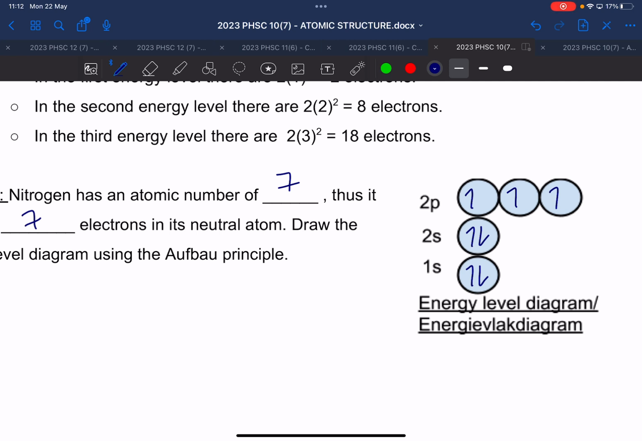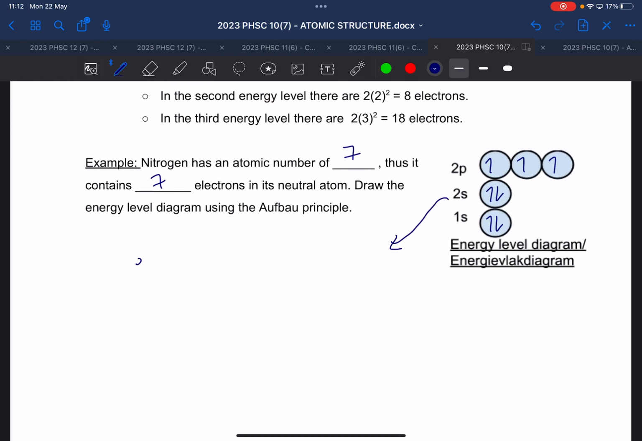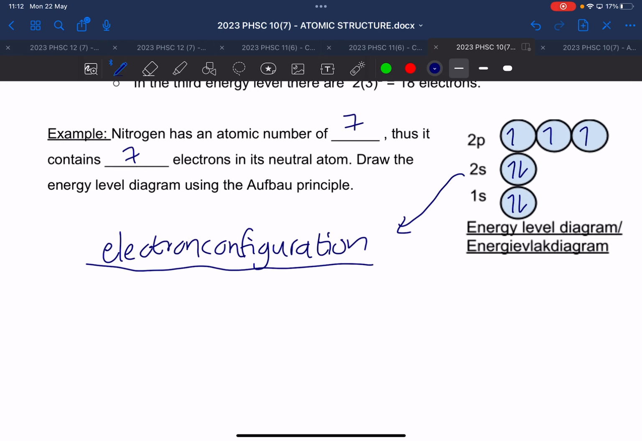Now I just want to make sure we want to draw or write down the electron configuration. It's like a summary of what we just did.